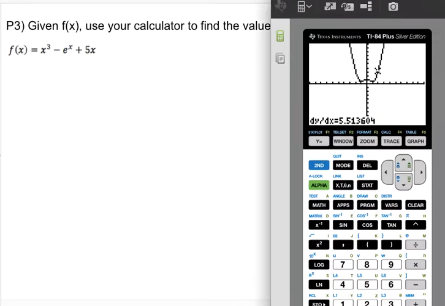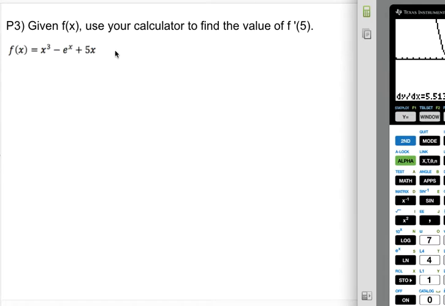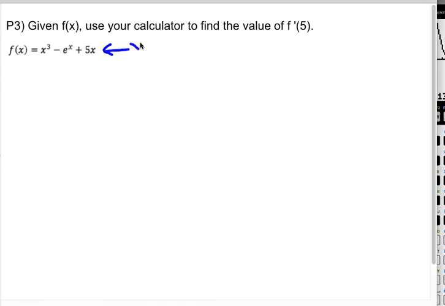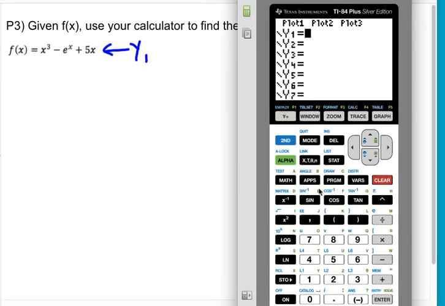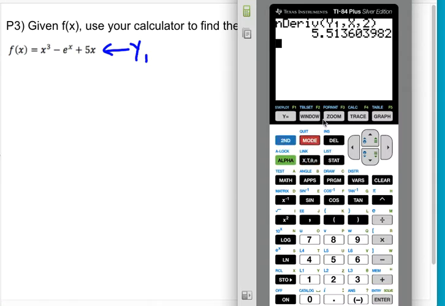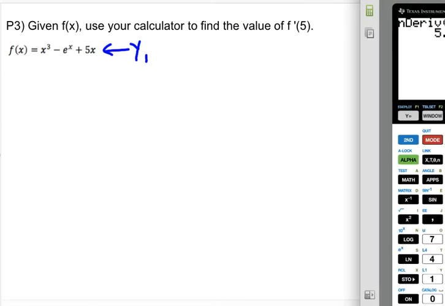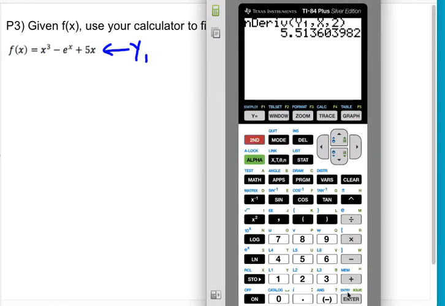You can pause me if you don't want me to do it before you get a chance. So I'm going to go ahead and put this in as my y1, right? I'm just going to change my y1 to be x to the third minus e to the x plus 5x. And then I'm going to quit out, and I can be pretty lazy because I already did an nDeriv, so I could just hit second enter, and that recalls what I did, and I changed the 2 to a 5, and that's pretty awesome. So if I do that, I get this value.